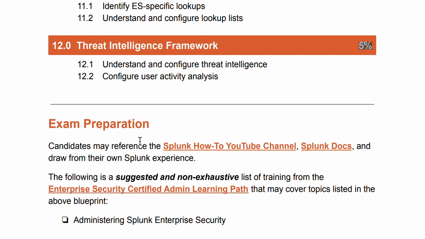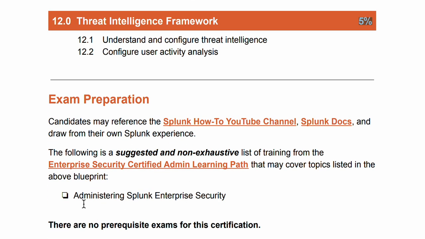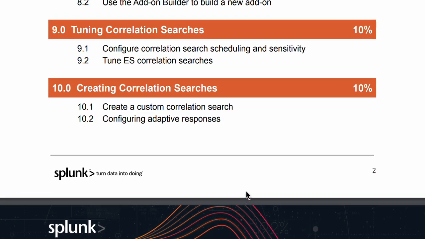Again, how can you do the exam preparation? Splunk provides very good training on this. There are two kinds of training: one is Using Splunk Enterprise Security, and another is Administering Splunk Enterprise Security. If you are working on a newer version, it has a very good feature including MITRE ATT&CK enrichment. It will be very beneficial in your organization if you understand ES administration very well.